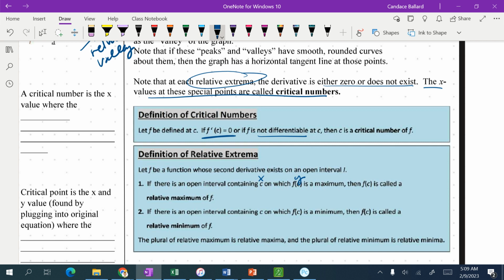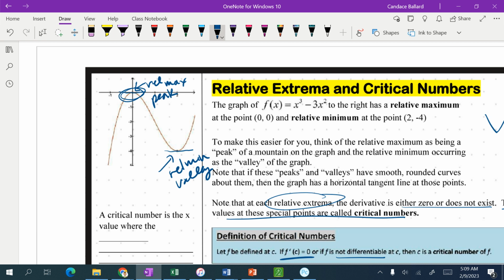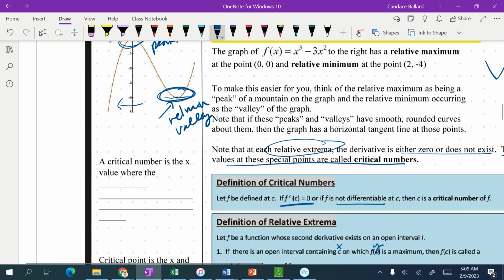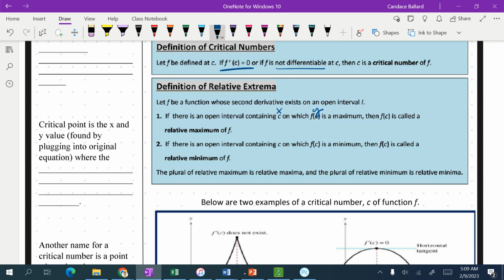Basically, it has to just be the highest point in the area to be a relative max. Notice it's the highest point in this area. It's a relative max. A relative min is the lowest point in the area. Notice there's lower points on the graph, but that's the lowest point in that region right there, which makes it a relative min. So same thing here. There's an open interval containing some x value c on which some y value f of c is a minimum, then f of c is called the relative minimum. The plural of relative maximum is relative maxima. The plural of relative minimum is relative minima.